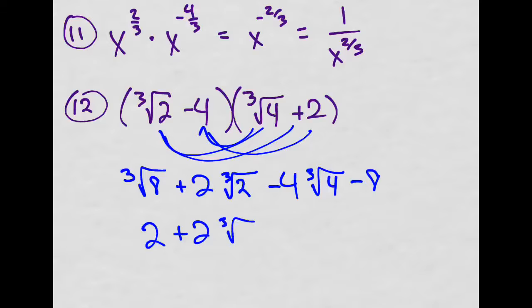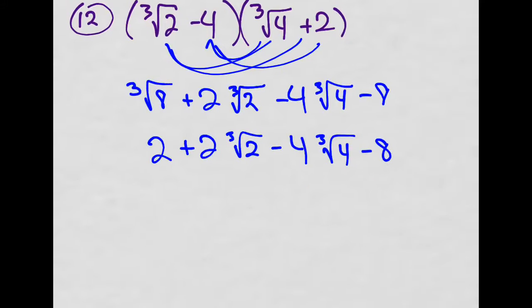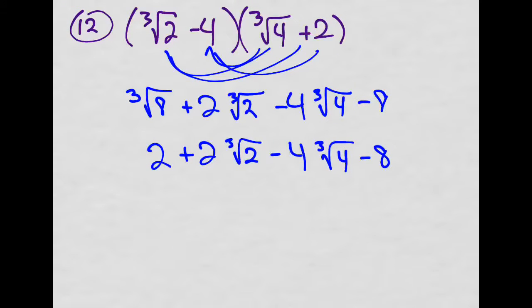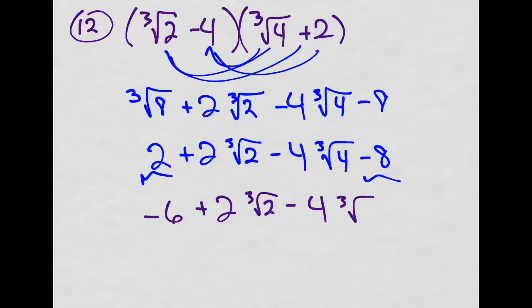Can we put these two radicals in the middle together? No. Tell me why not, Aaron. Because they don't have the same. They're not the same, right? One is the cube root of 2, one is the cube root of 4. If we could simplify them, we would, but we can't. They're not the same, so we can't put them together. We can put the 2 and the negative 8 together and get negative 6 plus 2 cube roots of 2 minus 4 cube roots of 4. And then that'd be your final answer. Okay?